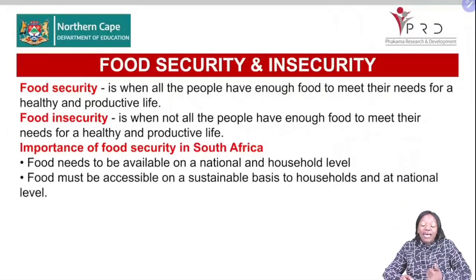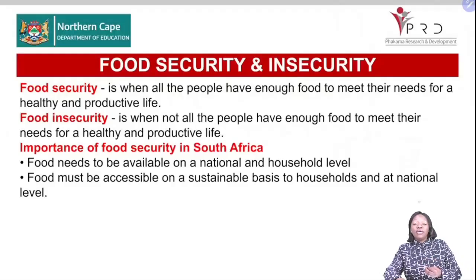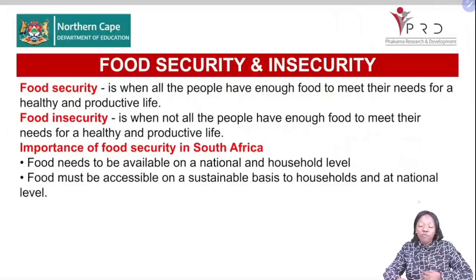Then the food must be accessible on a sustainable basis to households and at the national level. You might find that if the country is not able to produce food, even if people are working, they cannot buy food because there is no food in the country or there is no one who is working. So the importance of food security again is to have food that is accessible. Is it there in the supermarket, and is it sustainable? Are people able to buy? Or maybe there is food in the supermarket but the prices are so expensive that people cannot afford to buy.